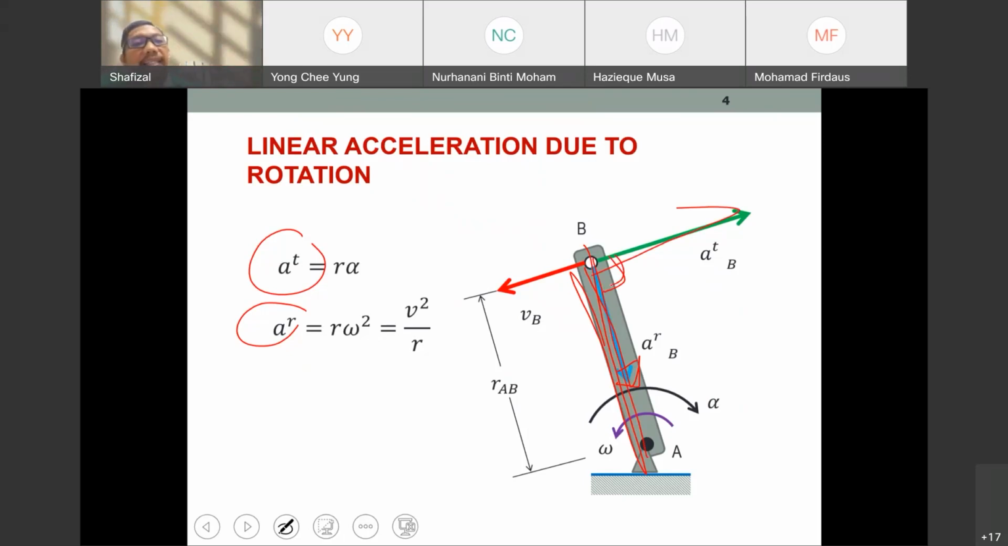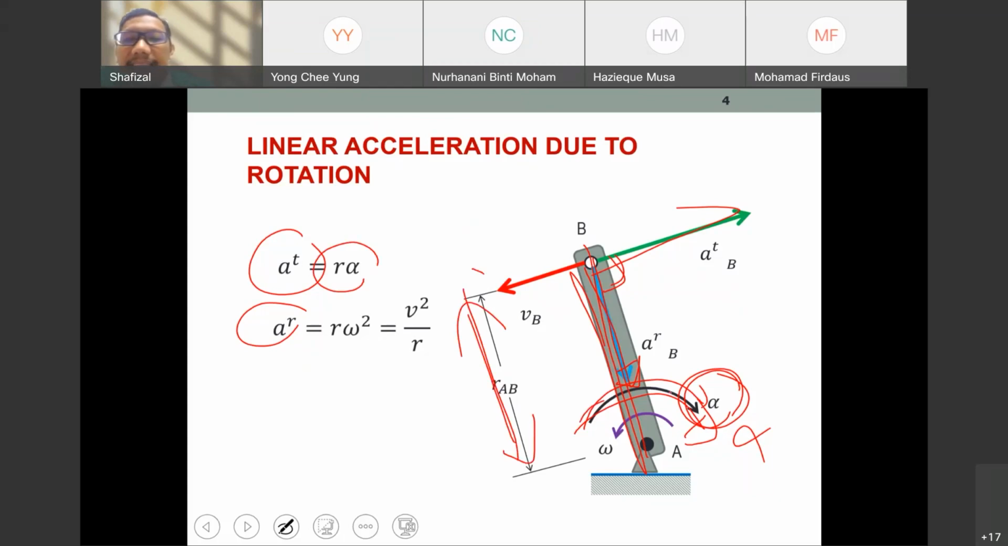So we have AT. For this case, this is the angular acceleration, alpha. So pecutan AT is equal to R, R is the length, kali dengan angular acceleration. Alright, so that is AT. So AR is equal to R omega, omega is the angular velocity, kuasa 2. So for this case it is angular velocity kuasa 2.